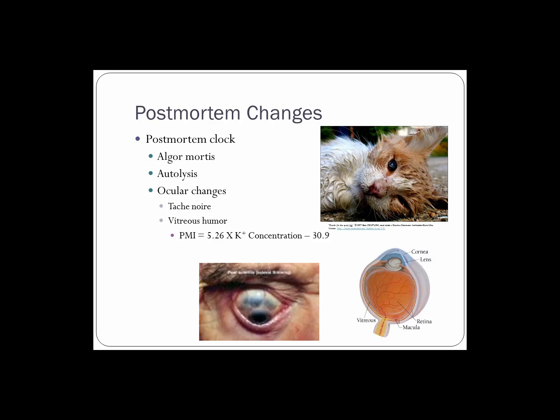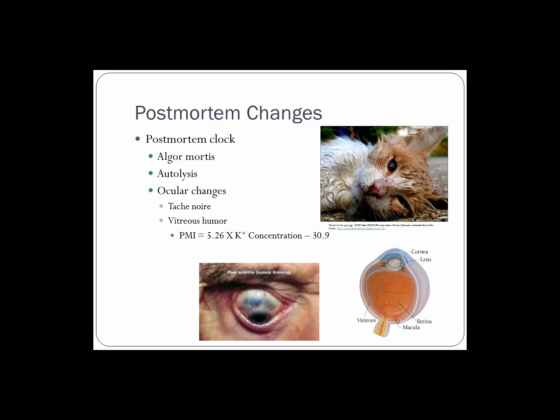Hooray. And it's described by this equation. So the postmortem interval here equals 5.26 times the potassium concentration minus 30.9. Neat. Okay, so this value is of most importance after 24 hours, within those first 24 hours after death, because other measurements are accurate in that PMI interval. So the algor mortis is most accurate within that first 24 hours, so that's usually what's used within 24 hours.